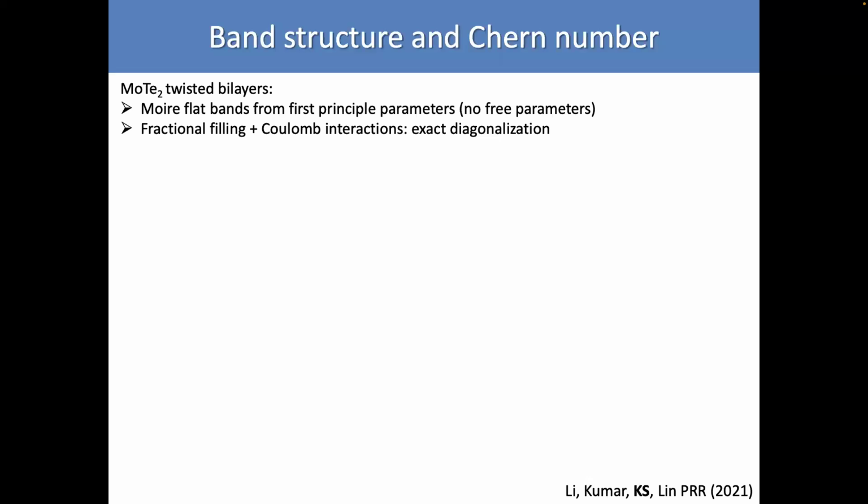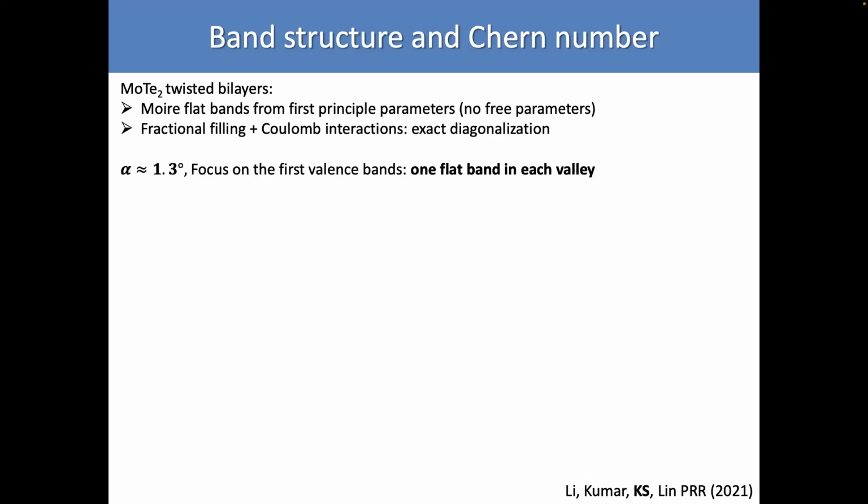We looked at MoTe2, this is the material we chose, and we twisted the bilayer. We used the first principle parameters, which were already widely available at that time, to calculate the moiré flat band structure and wave functions. And I want to emphasize here that there's no free parameter. We copied the first principle parameters from published work. We didn't do any modification to the model. And then once we have this moiré flat band, we dump it into a computer, and the computer finds the exact ground state and the exact energy spectrum and sees what this state is. Okay, that's what we did.